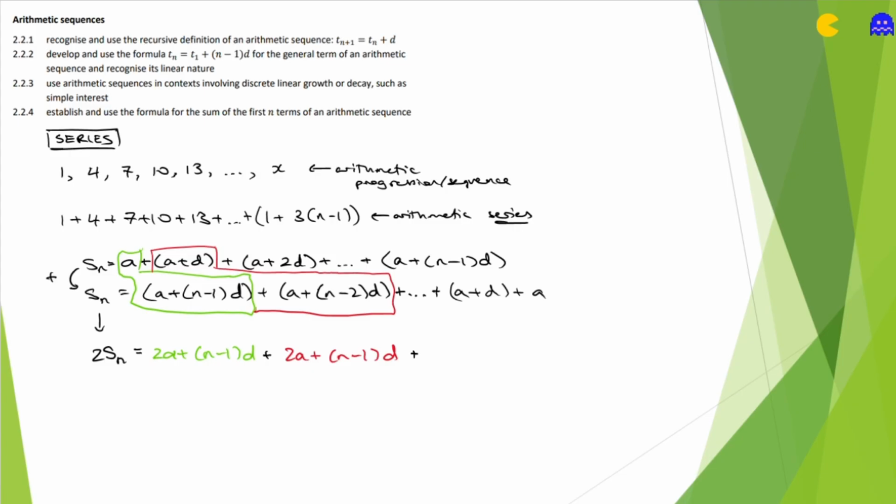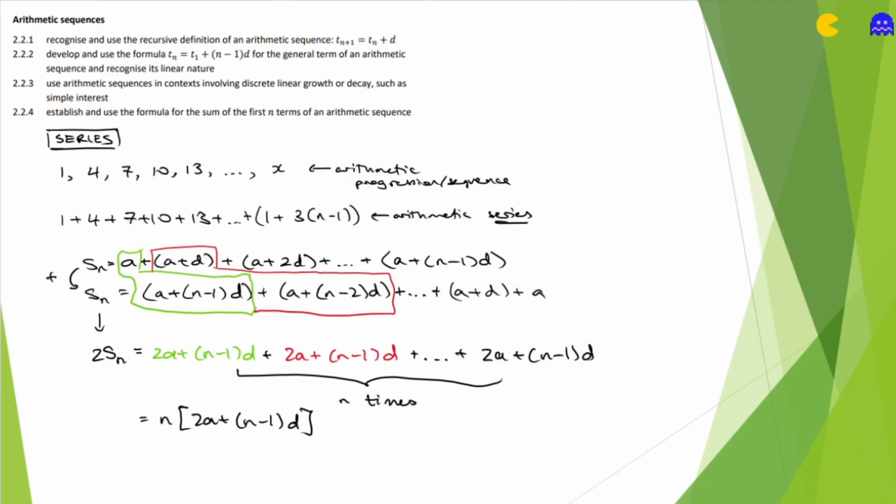And then we can do that so on and so forth. And then we have 2a plus n minus 1 times d. And so we essentially have 2a plus n minus 1 d, and this term has been repeated n times. Okay, and so we can write this as n times 2a plus n minus 1 d. And this is equal to 2Sn, so the sum of our series Sn is equal to n over 2 multiplied by 2a plus n minus 1 times d. And so that's the formula for n terms of an arithmetic series.